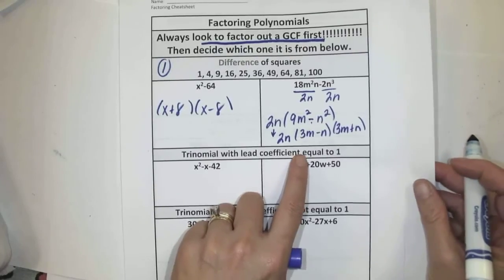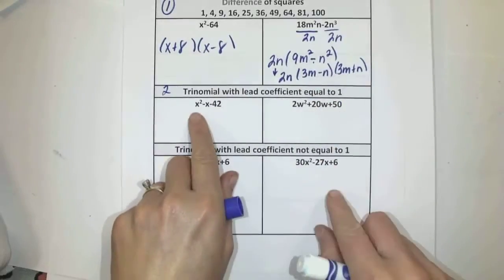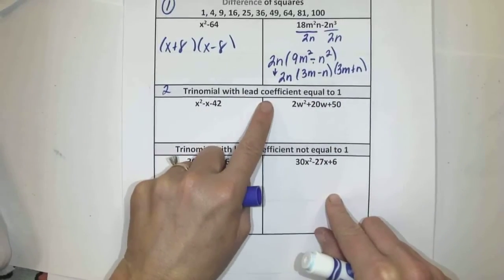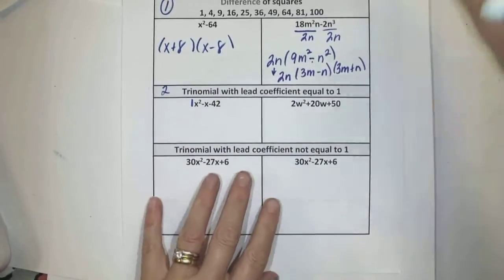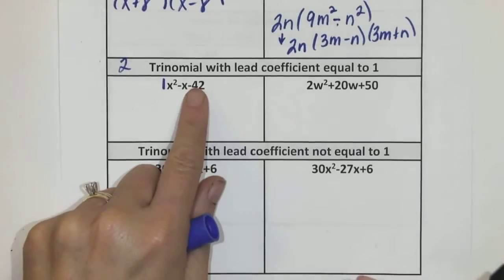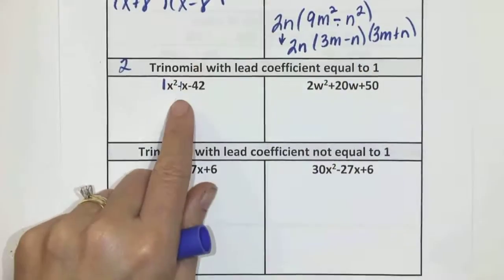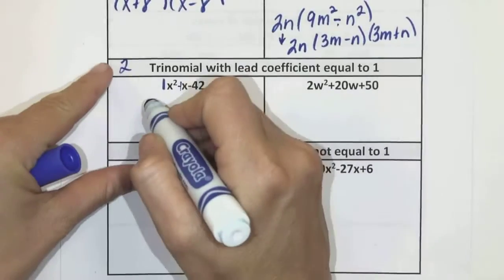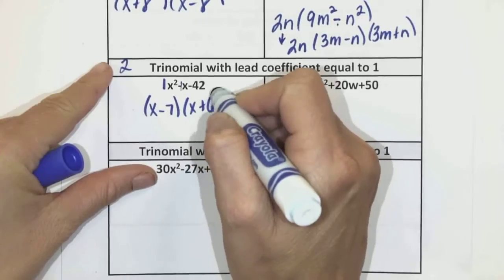Next type, we're going to do our trinomials, meaning three things, where the lead coefficient equals 1, like it is in this one right here. Let me zoom in a little bit. We're going to think what numbers multiplied together give you negative 42, but combine or add to give you a negative 1. Those numbers would be negative 7 and positive 6.